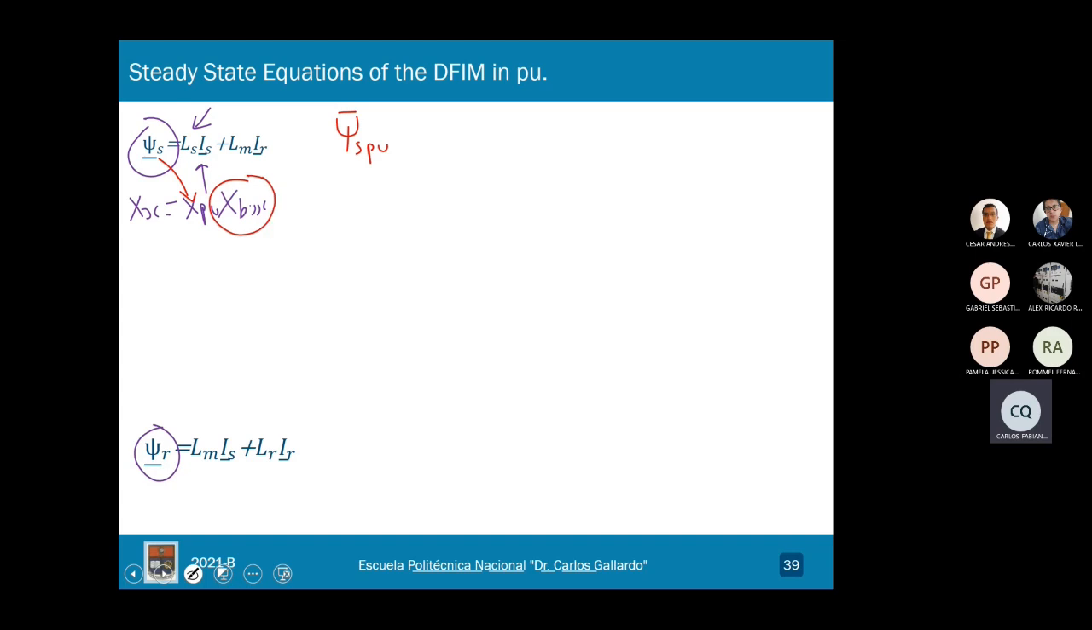the base. The flux base is equal to the voltage base times the base speed. Okay, so this is the flux base. And this is equal to, so I will have here the stator inductance. Okay, this is the stator inductance, and the current is broken down in the base and the per unit value. So I will have the base current times the per unit current. This is for the stator.